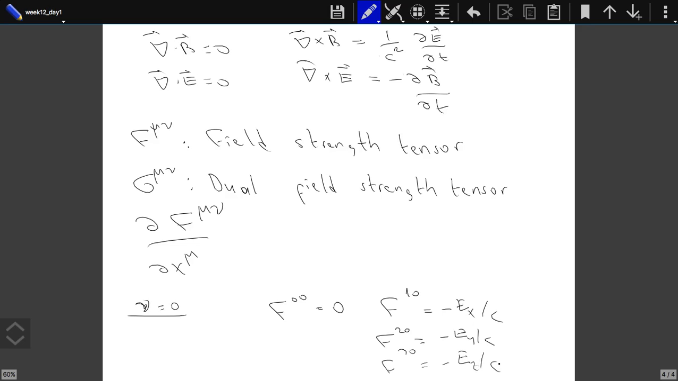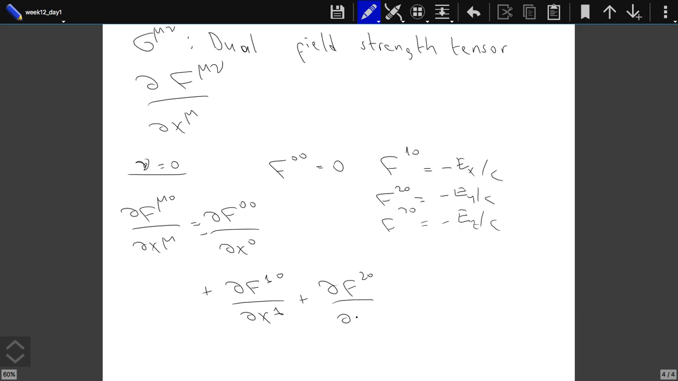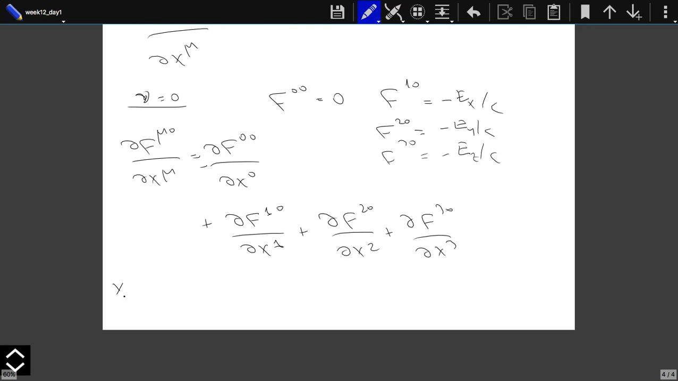Del F mu 0 over del x mu will be del F00 over del x0 with a minus sign, plus del F10 over del x1, del F20 over del x2, del F30 over del x3. And that minus sign is basically because of the fact that when we had 4-vectors, we defined this as minus a0 squared plus a squared. This minus over here and this minus over here, they are the same minus. Well, it doesn't really make too much of a difference if F00 is 0 anyway.